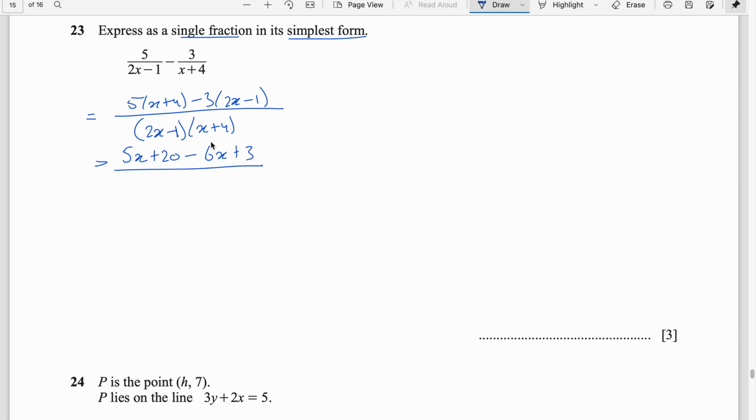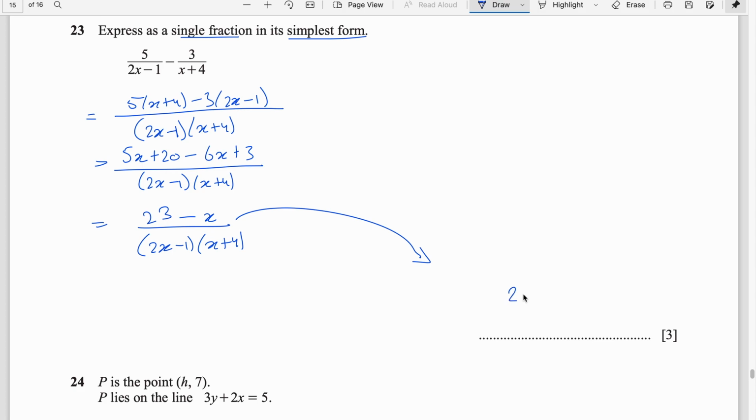You do not need to multiply the denominator. So 2x minus 1 times x plus 4. 5x and 6x is minus x, 20 and 3 is 23. Copy your answer in the answer space. So that is 23 minus x over 2x minus 1 times x plus 4.